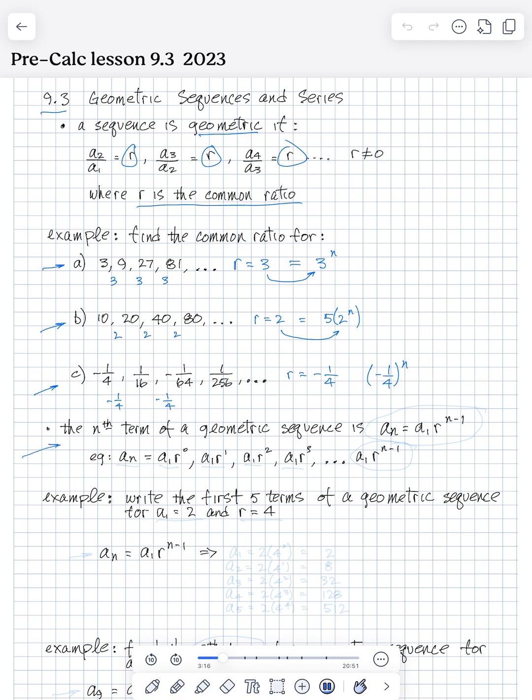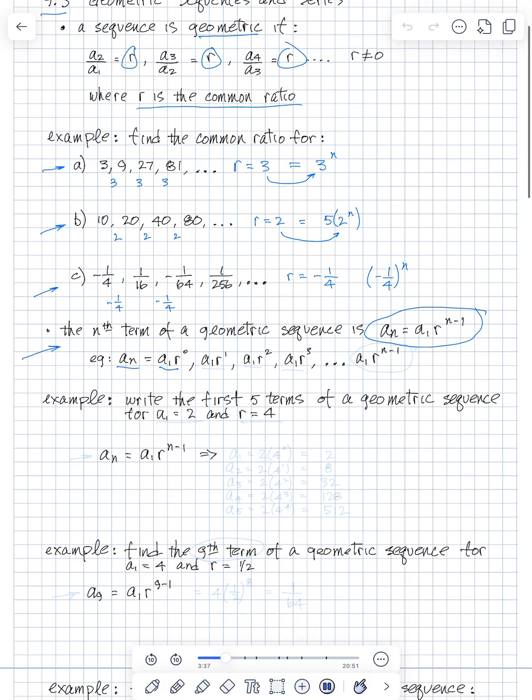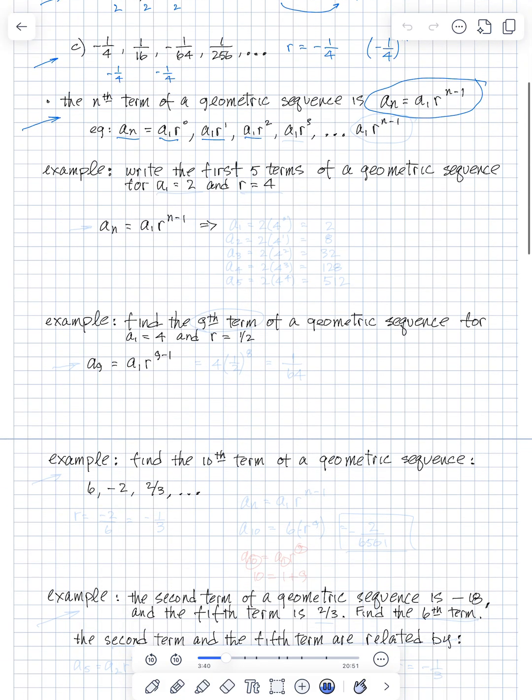Okay, so finding the nth term of a geometric sequence is this formula here: a sub n is equal to a1 times r to the n minus 1. That is, for example, we have a1 r to the 0, which is just 1, a1 r^1, a1 r^2, a1 r^3, and so on and so forth, till we get a1 r to the n minus 1. So we want to write the first 5 terms of a geometric sequence where a1 is 2 and r is 4.